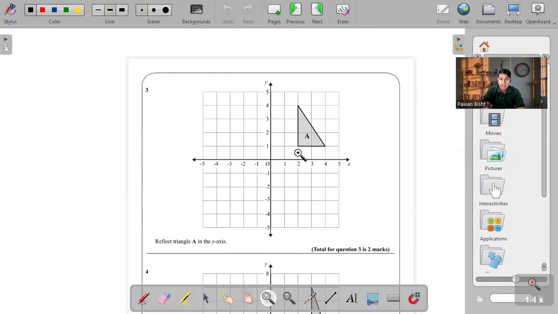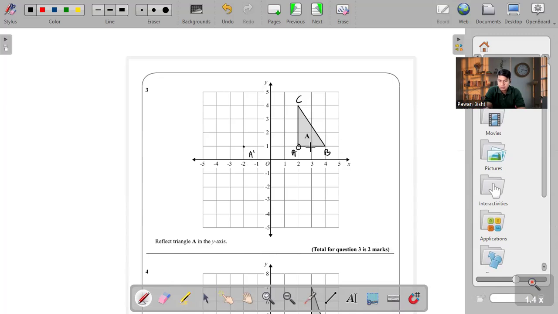Reflect triangle A in the y-axis. Now as you can see, y-axis means this particular axis. You have to reflect it along the y-axis, right? So we see from this line, this coordinate, name them A, B, and C. This coordinate is 2 units left, and its reflection is 2 units right. So 2 units left, here will be A dash.